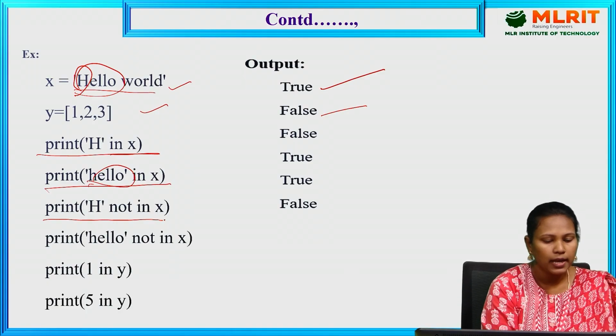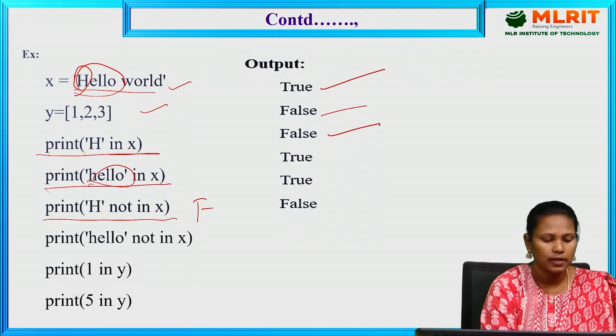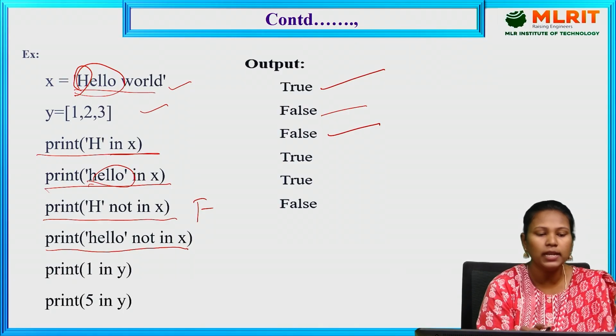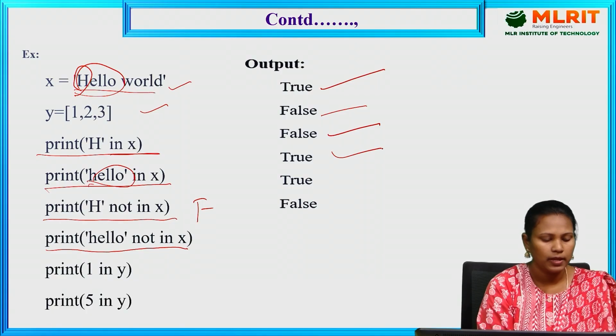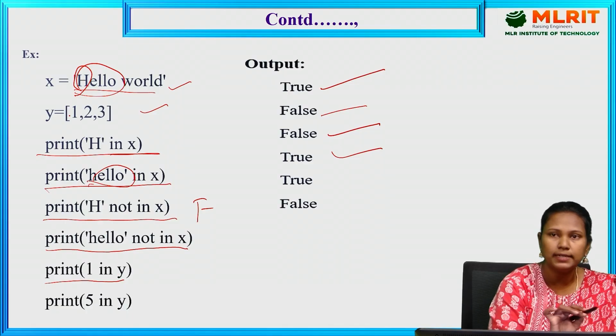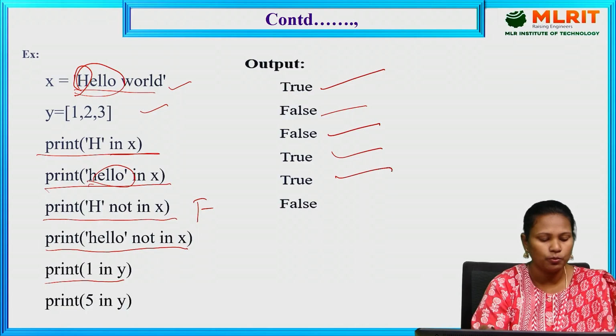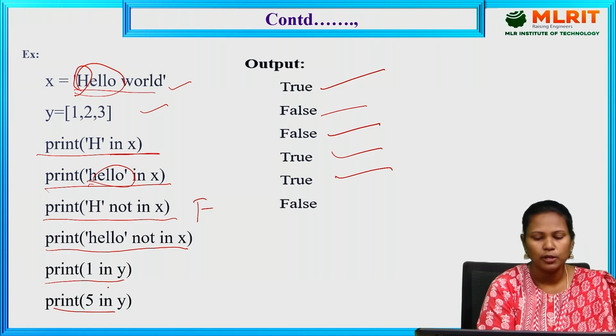Next, print h not in x. H is there, so it displays false. Print hello not in x. Hello is not there, so it displays true. Next, print 1 in y. Yes, 1 is present in the list, so true. Print 5 in y. 5 is not there in the list, so false.